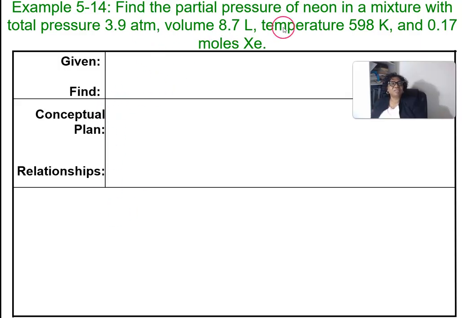So we want to find the partial pressure of neon in a mixture with total pressure. Remember, we have total pressure of 3.9 atmosphere. Volume is 8.7 liters. Temperature is 5.98 K. And the mole fraction of xenon is 0.17.